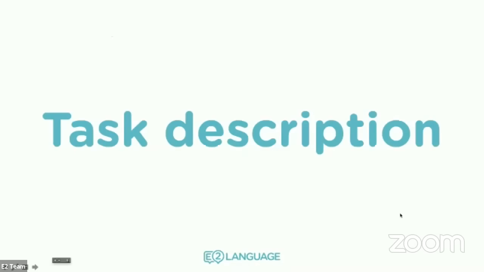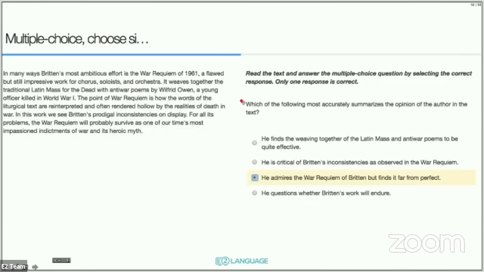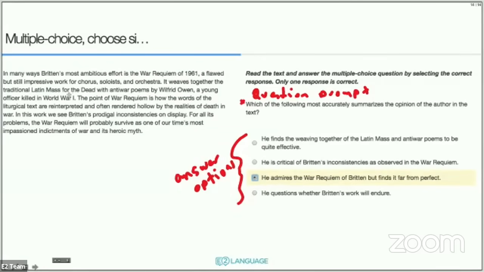So, task description. On test day, you're going to see something that looks like this. This is multiple choice single answer. Let me just label it for you because we need some language. This thing here, we call this the question prompt, okay? That's called the question prompt. These things here are called the answer options. Okay, so we're going to talk about this today, so you need to know what I'm talking about. And this here is the text. Okay, so we've got a question prompt, answer options, and text.